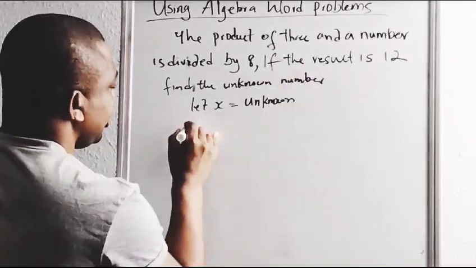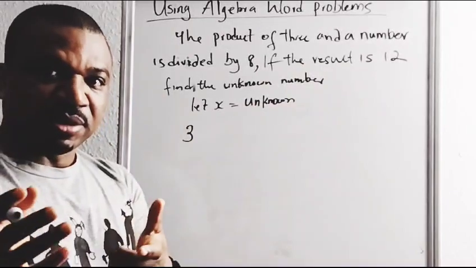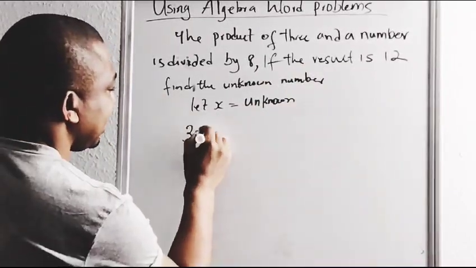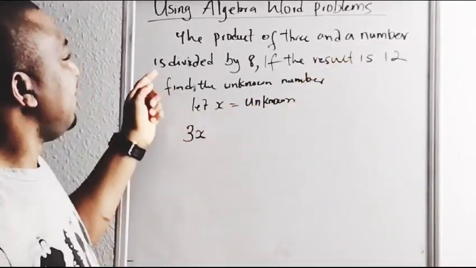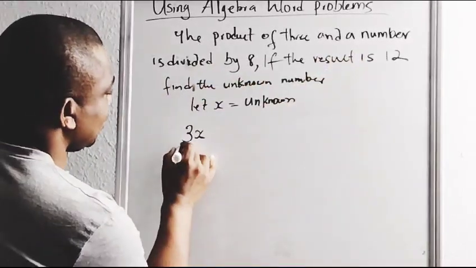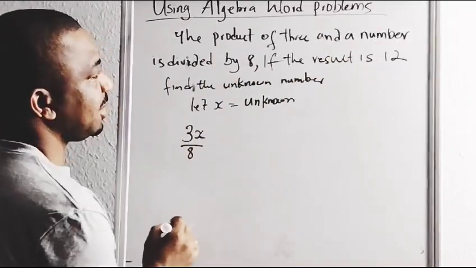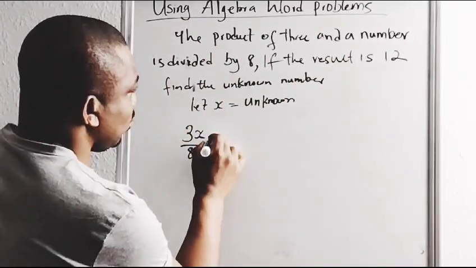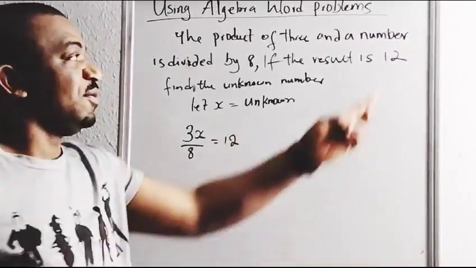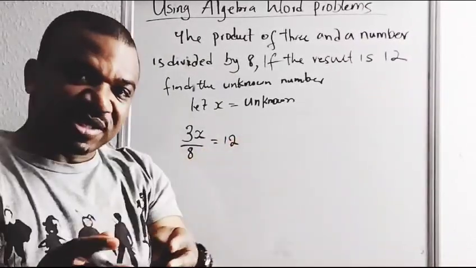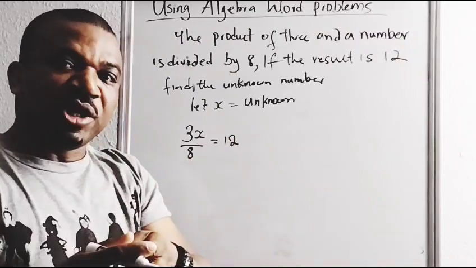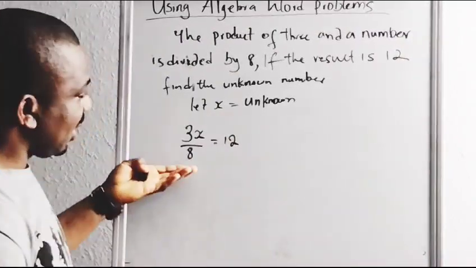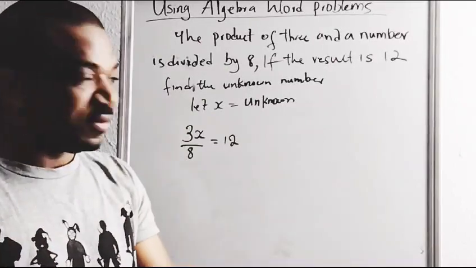Now it says 3 times a number. And that number we said is x. So we say 3 times x. And they said divide by 8. So you divide by 8. And they said the total or the result of this is equal to 12. There's 12 here. So the first step is what? Knowing the unknown variable and writing out the equation. And the next step is to solve.